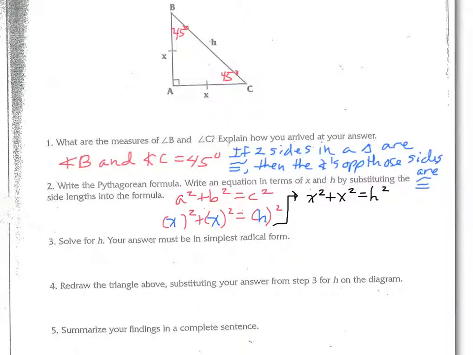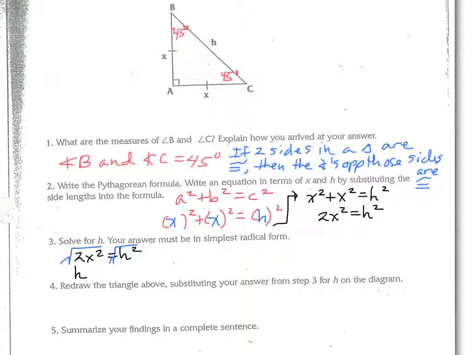Now we did this yesterday. What's x squared plus x squared? 2x squared equals h squared. And they want you to solve for h, correct? So how do I solve for h? I'm going to take the square root of both sides. And I'm going to use the symmetric property and flip it.